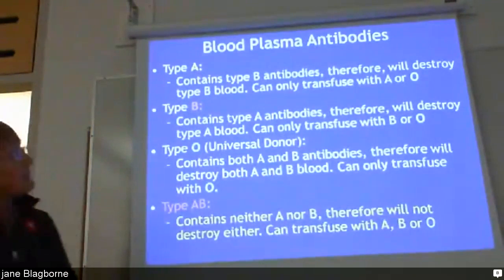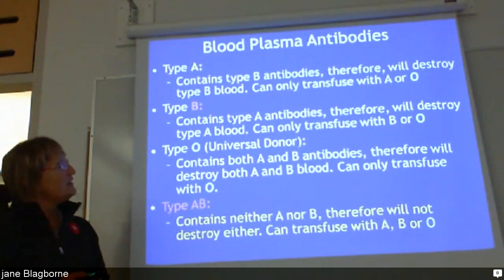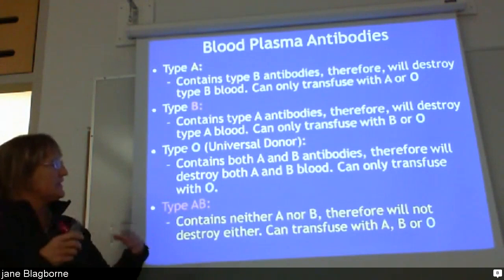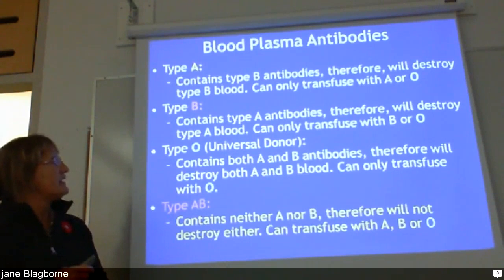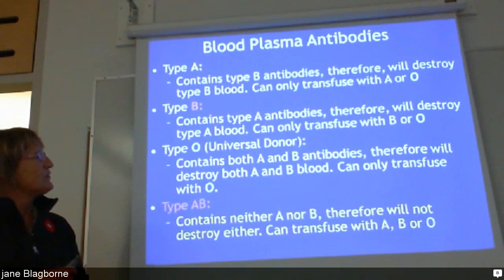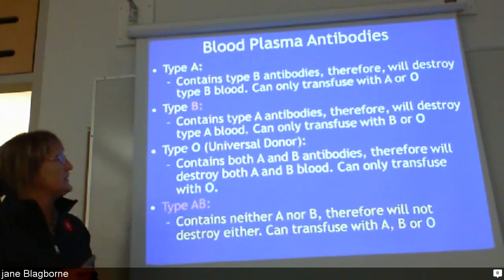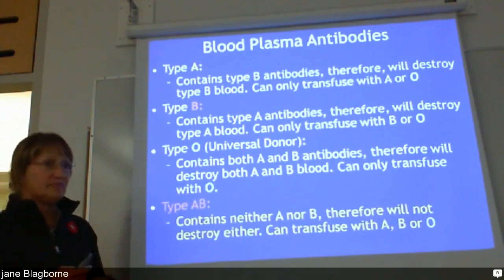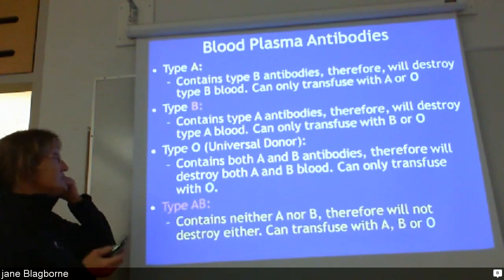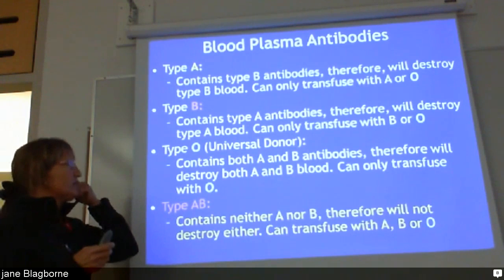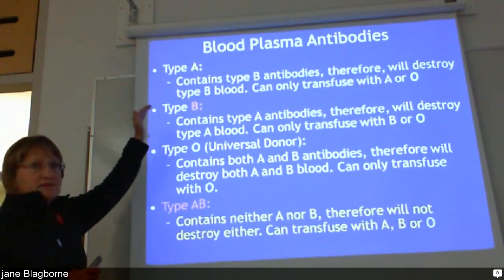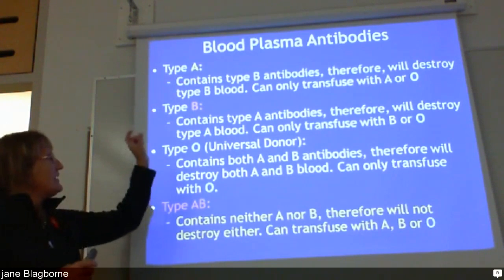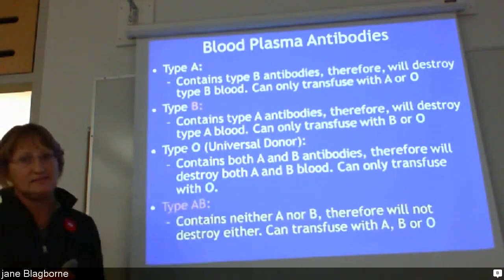This is a busy looking thing, but don't worry about it. So type A, and you can have a look in your textbook if you get lost, contains B antibodies. Therefore, they'll destroy type B blood. So the antigen and the antibodies are going to be different, right? Type A blood has type A antigen, but it has type B antibodies.